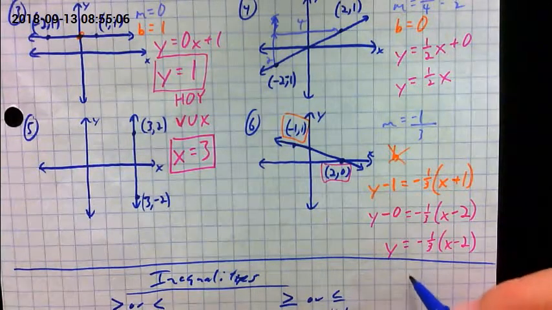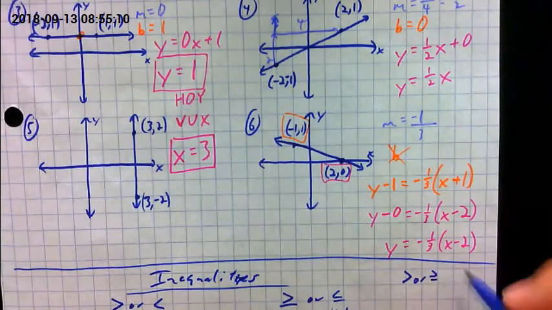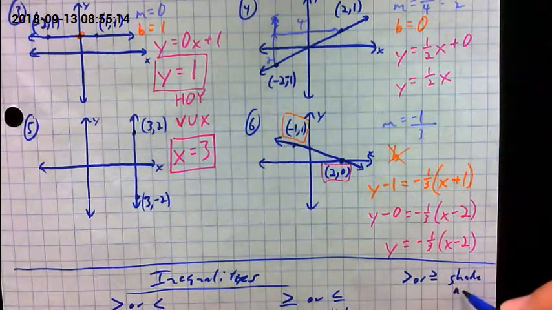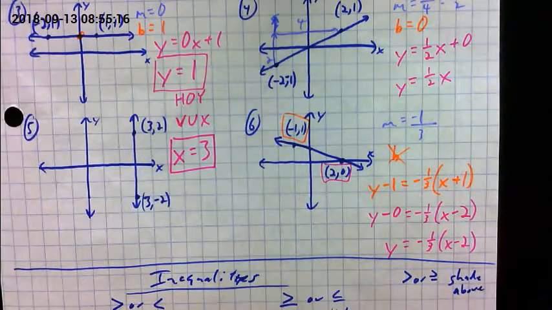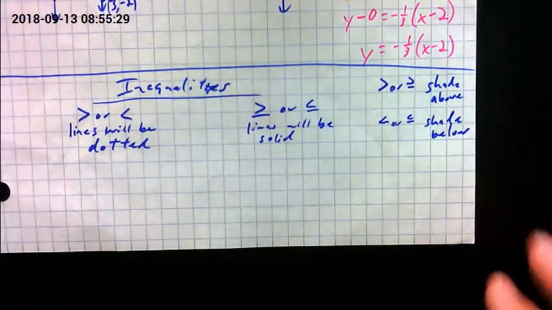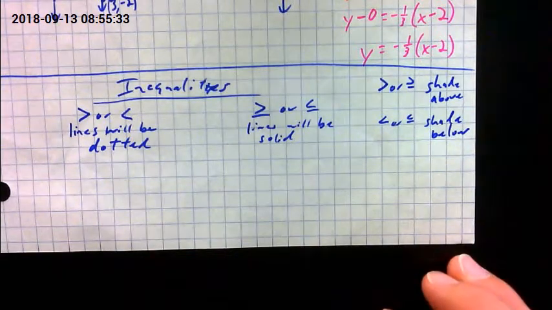So if you have a greater than or greater than or equal to, shade above. If you have a less than or less than or equal to, shade below. Yeah, there you go. So those are the basics that we need for graphing inequality. Everything else is the same.